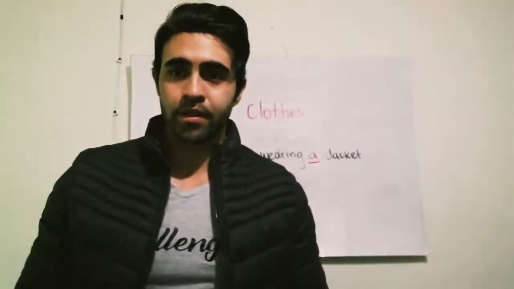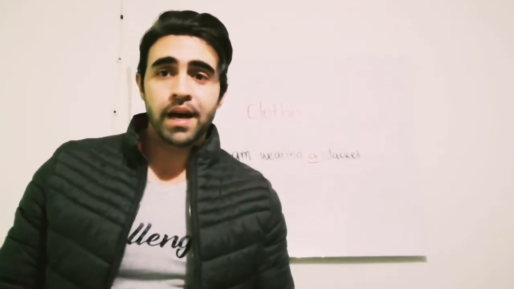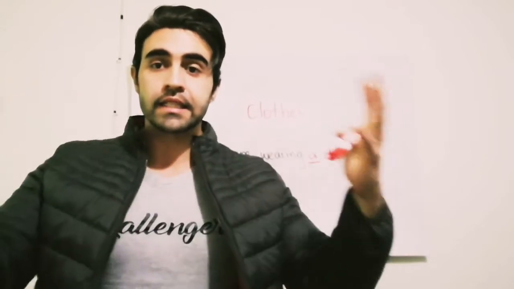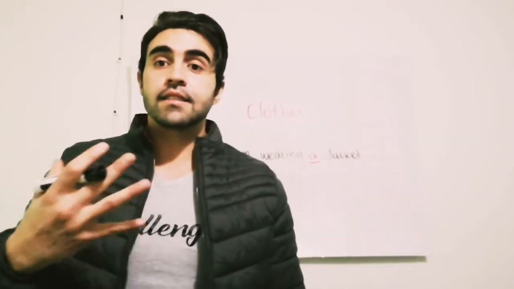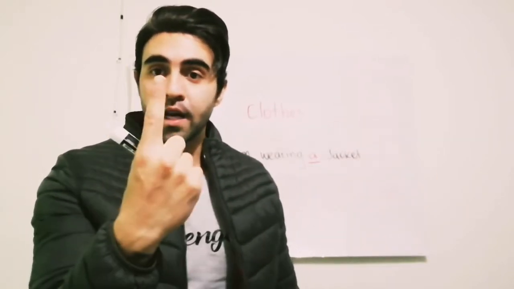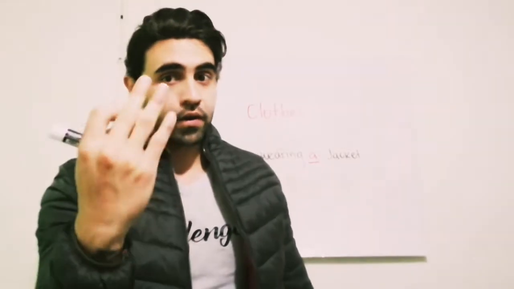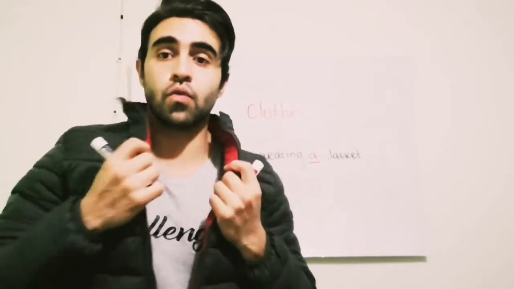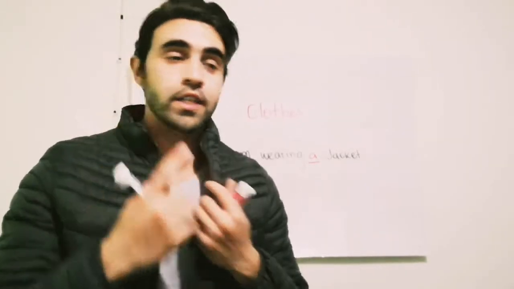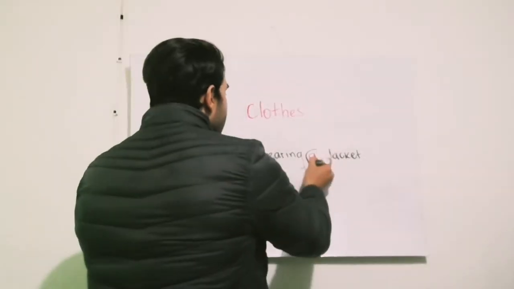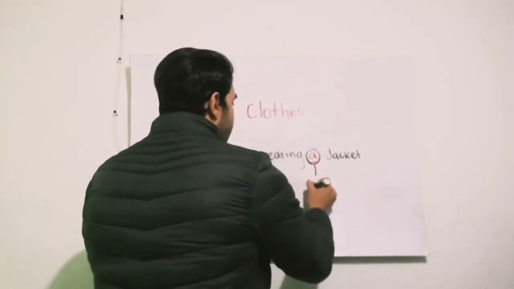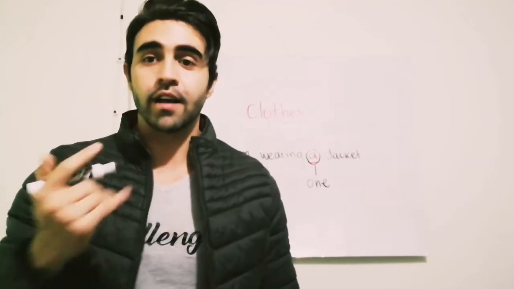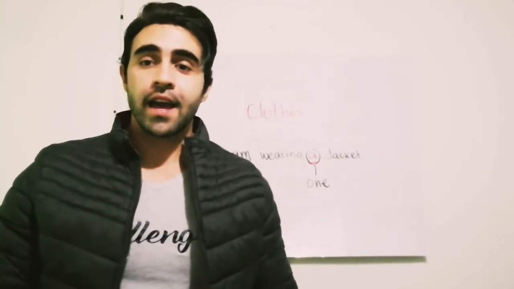Why is it important? Because when you're talking about clothes, in this context, in this situation, it's necessary to know if it is just one, or if it is two, or three, or more. Because this is one, it's just one garment, one jacket. It's necessary that we use the article a. Article a represents one. So I say, I am wearing a jacket.